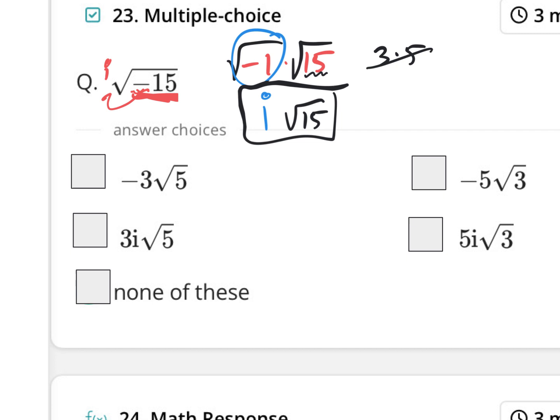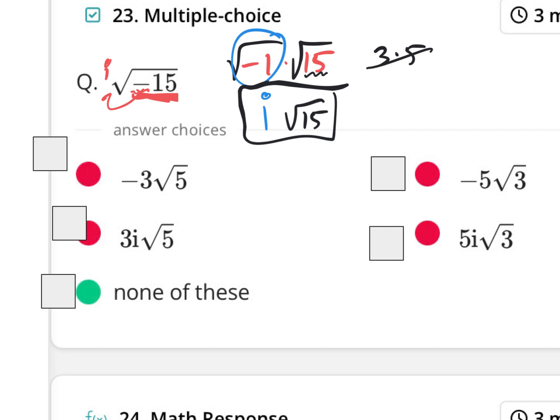And as you could see, none of these is the correct answer. i square root of 15. Moving on.